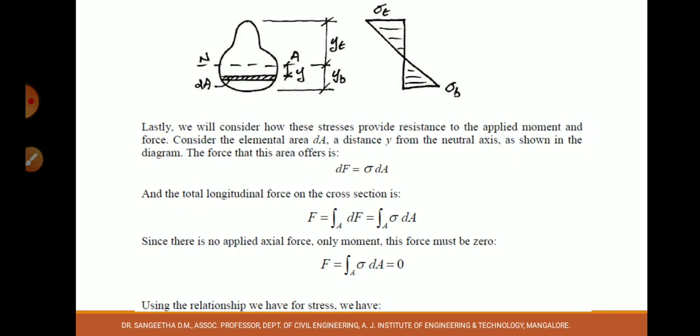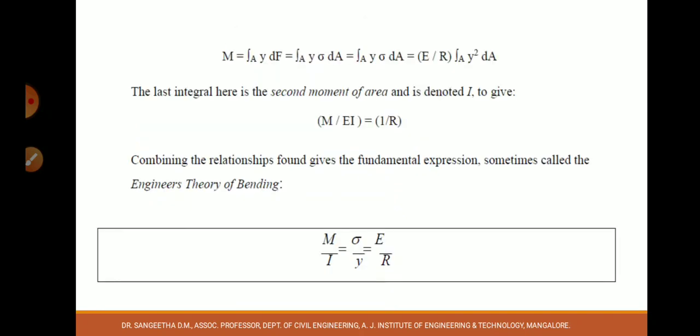F is equal to the integral over A of sigma into dA. Since there is no applied axial force, only moment, this force must be 0. Without any axial force, the forces above the neutral axis and below the neutral axis are equal in magnitude, and the total becomes 0. Using the relationship, we have M is equal to the integral over A of y into sigma dA.